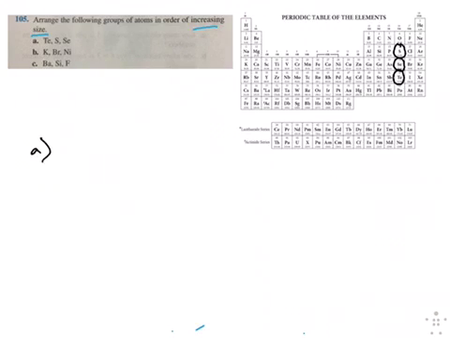atomic radius increases. Again, the reason why is as you go down a group, you are adding energy levels to the atom, and those electrons are getting further and further away from the nucleus. So if I'm going from smallest to biggest, I'm going to start with sulfur, and then we're going to go down, we're going to go to selenium next, and then we're going to end with tellurium.